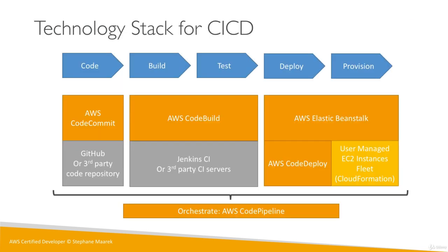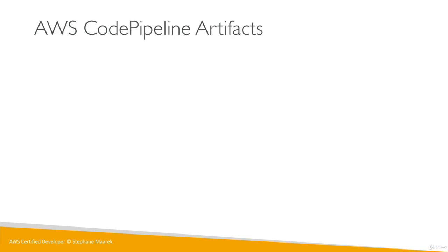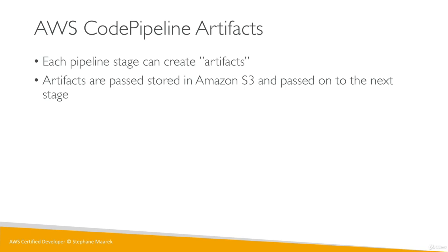So remember the technology stack. So far we've seen AWS Code Commit, but now we're seeing the bottom. We're seeing the orchestration and the continuous delivery thanks to AWS Code Pipeline. Okay, so Pipeline basically works with artifacts. And so each pipeline stage will create artifacts. And behind this very complicated name, it just means a bunch of files that are passed and stored through Amazon S3, and they will be passed on to the next stage.